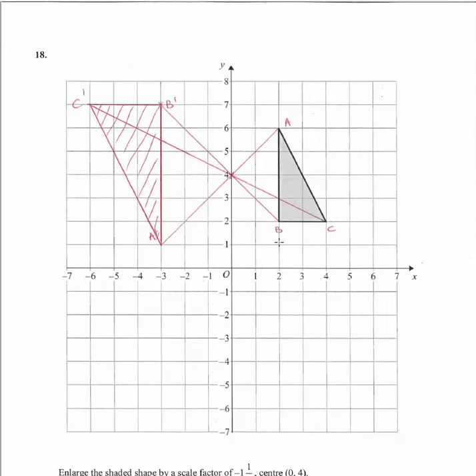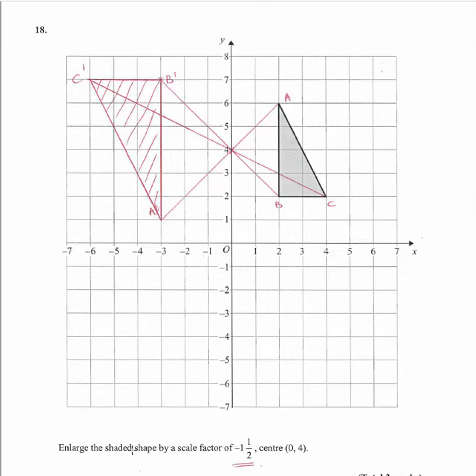Now, question 18, I like the way Mrs. Boy Smith has done this question. It's enlarged by the shaded shape by a scale factor of minus 1.5, centre 0.4. So here's a centre of 0.4, and you need to draw lines from that centre of enlargement, that's what it's called, through the corners of the original shape.